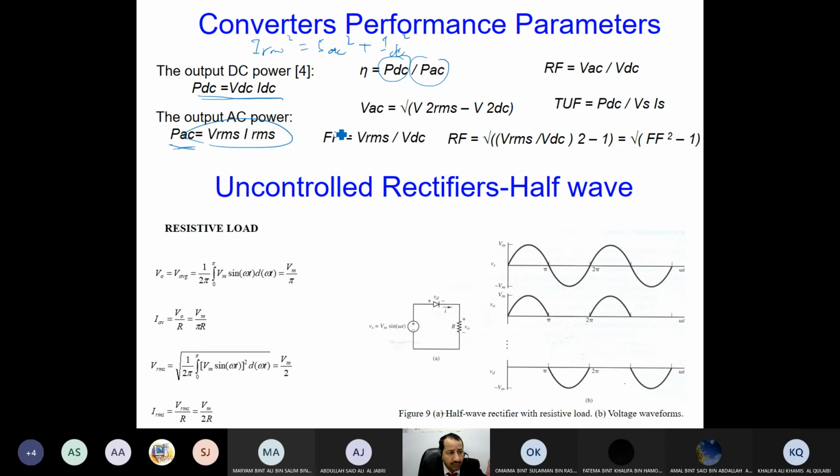And also form factor is another factor which gives me an indication, from the name form, of how it looks compared with a sinusoidal waveform. It's VRMS over VDC, defined by this form. Ripple factor means how much ripple is in my waveform. It can be defined by the relationship: the square root of (VRMS over VDC) squared minus one. We will use this formula later on.